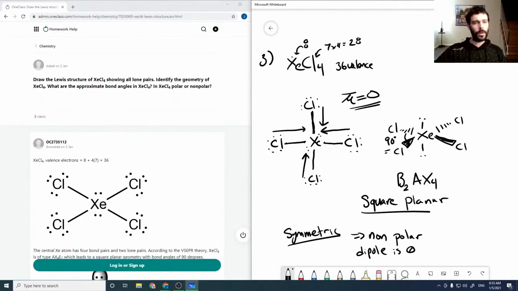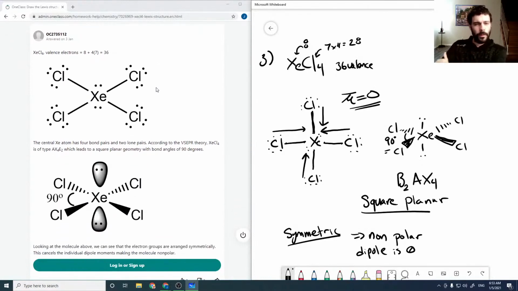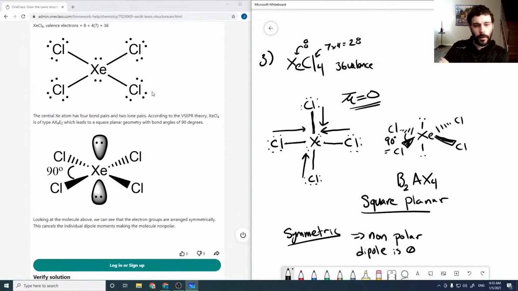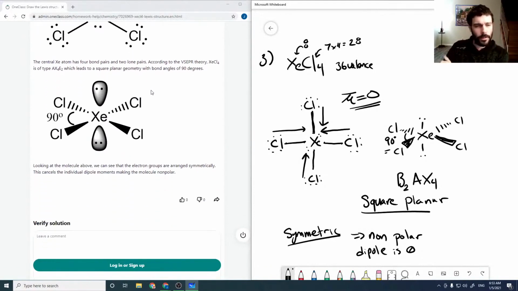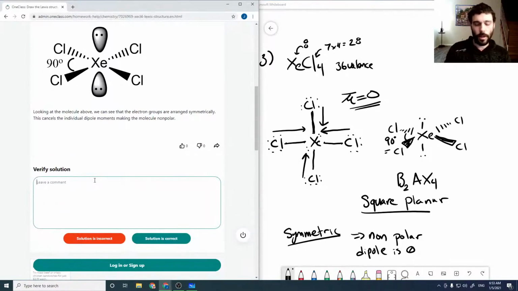I believe that's all the questions that are in there: showing all lone pairs, identify the geometry, what are the approximate bond angles? Yep, okay. So just checking the solution here. We get a square planar with bond angles of 90 degrees. Perfectly symmetric, so all the dipoles cancel, giving us a 0 dipole. So that looks good.